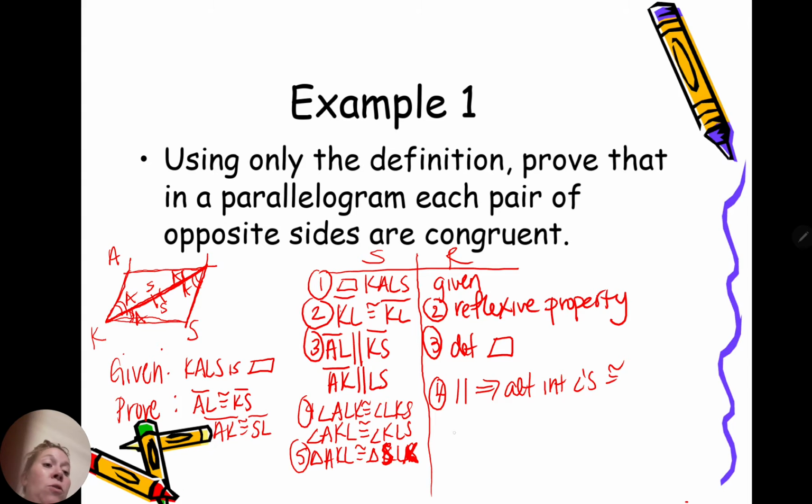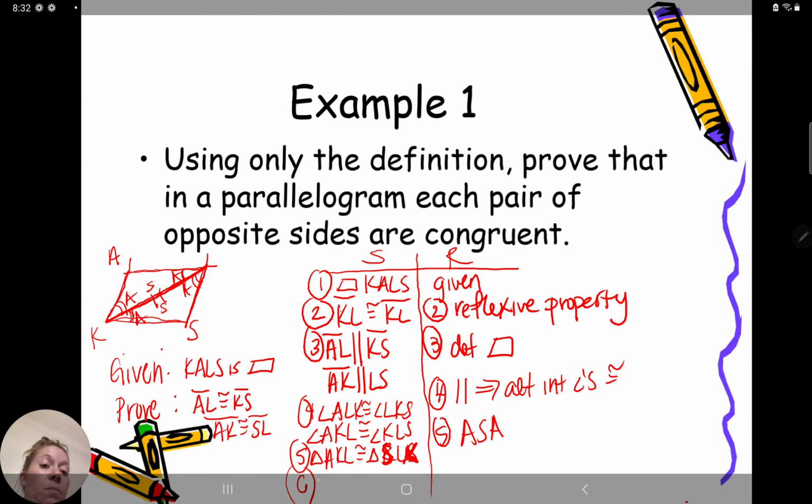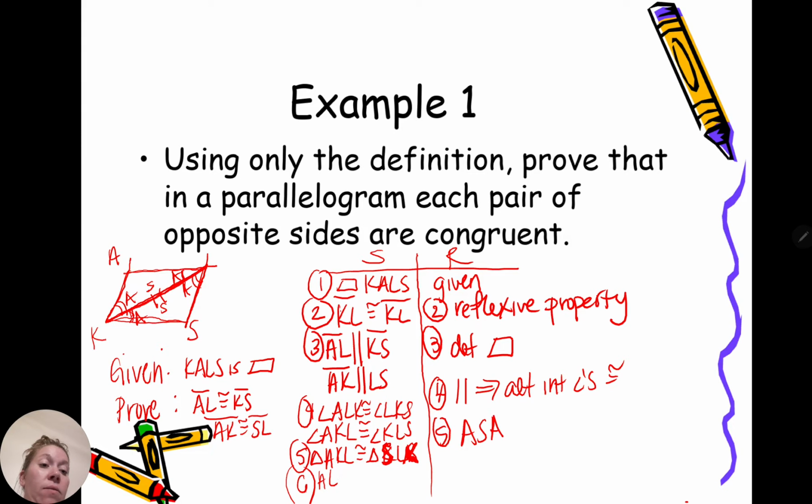All right. Why are those two triangles congruent? Again, we know ASA. And if those triangles are congruent, everything is congruent by CPCTC, which means AL is congruent to KS and AK is congruent to SL by CPCTC. See? Told you it was a theorem. All right, let's move on.